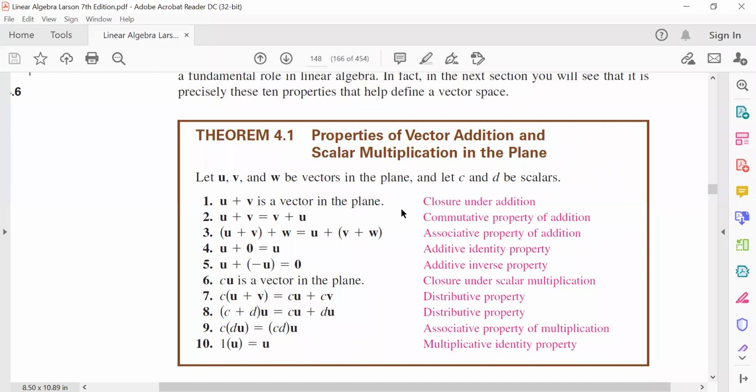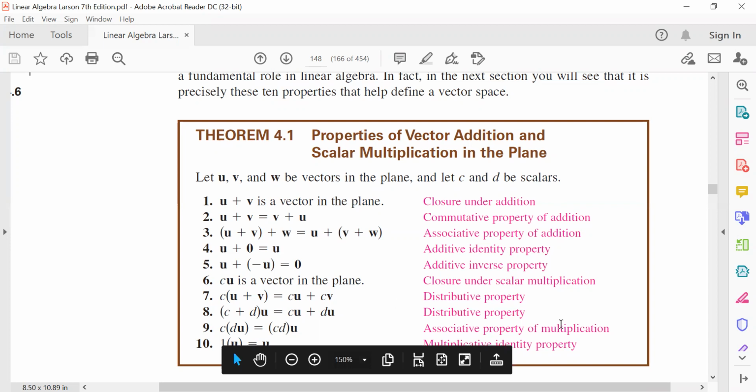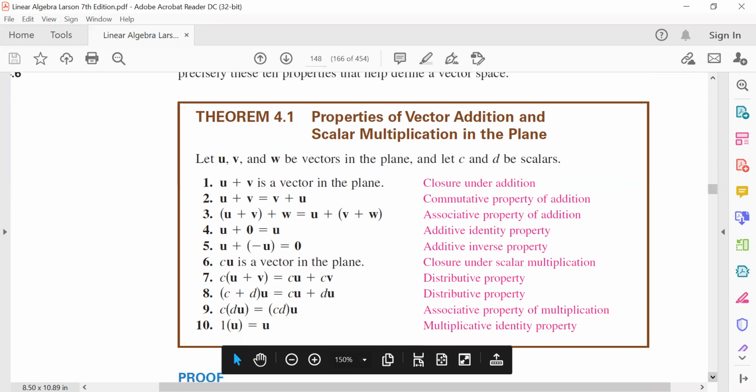And that makes sense. If you just think about it, if I add two vectors in a plane, the parallelogram is going to stay in that same plane. Here we see it's commutative. Here we see it's associative. Here we see that you have additive identity, additive inverses. These make a lot of common sense. And we see the distributive property, and this is very similar. We had very similar properties in matrix addition.